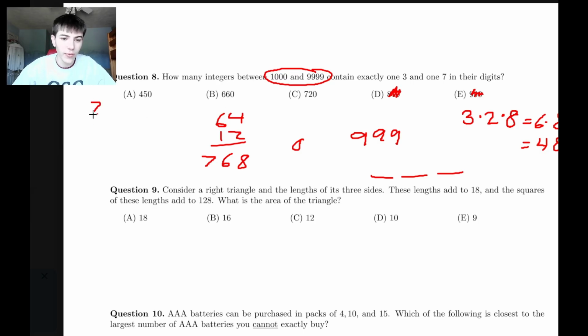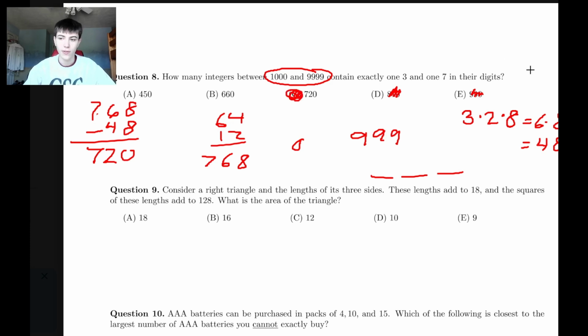So originally we had 768, but we need to get rid of the 48 that don't actually work, right? The ones that are too small. They're not within that 1000 to 9999 bound. So if we subtract those, we get a total of 720, which is C. Cool.